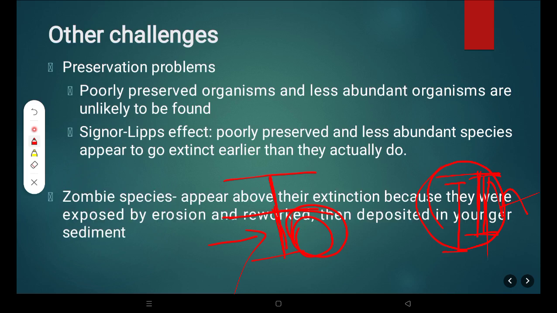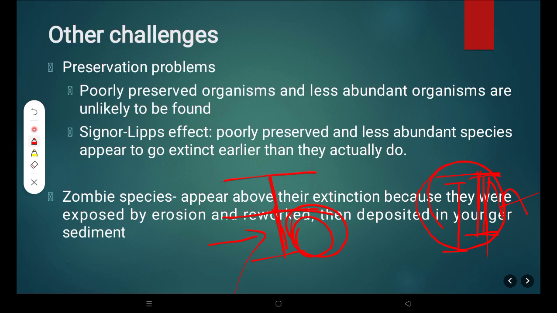Then zombie species. What are zombie species? Zombie species are species that went extinct very much before, but from the older rock strata they have been eroded and deposited in the younger strata. We are finding them in the younger strata, so in younger strata also we are getting the ancient forms. This we can call zombie species. Zombie species are also a very significant problem in biostratigraphy.